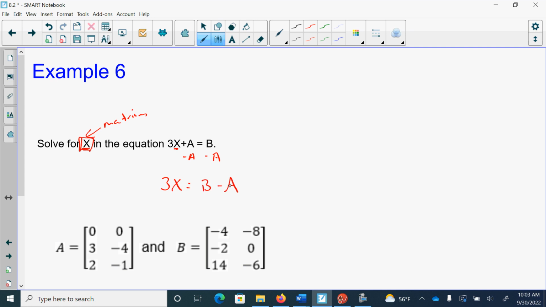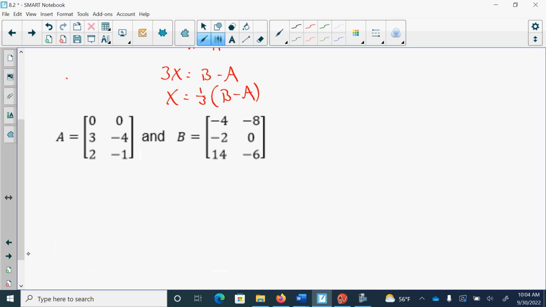Everyone good? And then in matrix world, there really isn't division. Instead I'm going to have to multiply by something. So what would I multiply by? 1/3. So I'm going to say X is equal to 1/3, and then I'm going to have to be careful to put that B minus A in parentheses, because I know I have to distribute that 1/3 to both matrices. Or I have to actually subtract and then multiply by the 1/3. You good? Good.